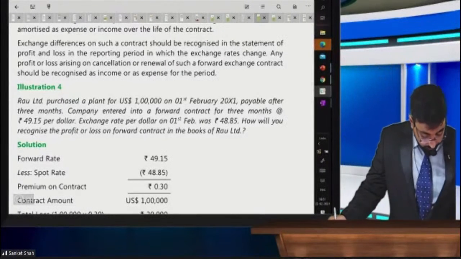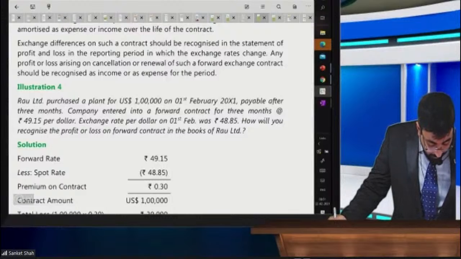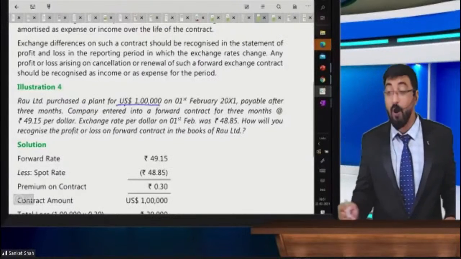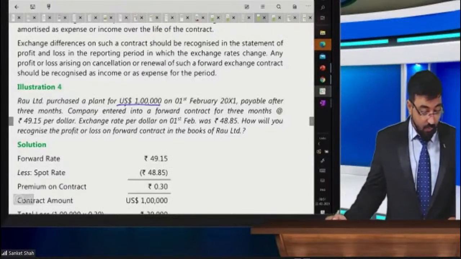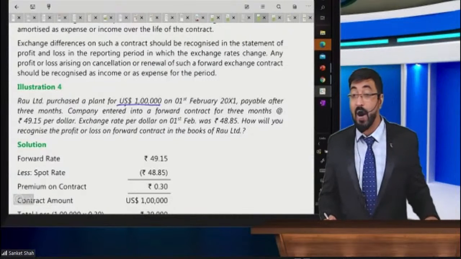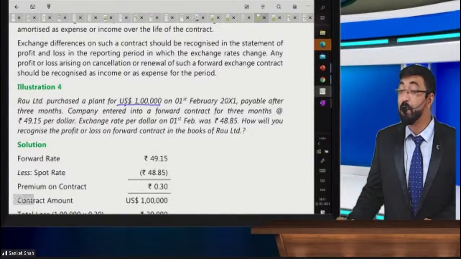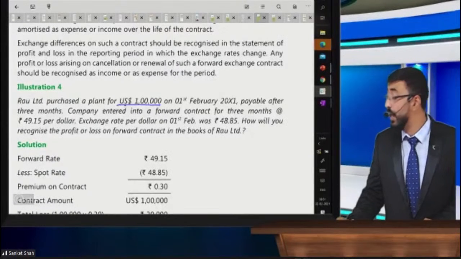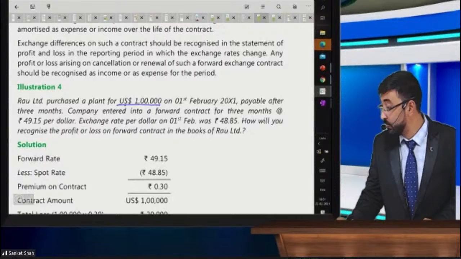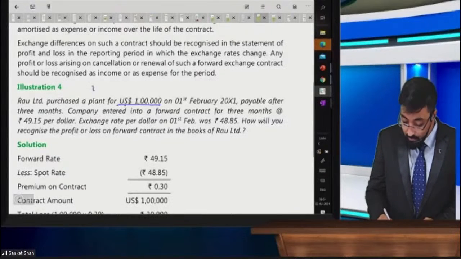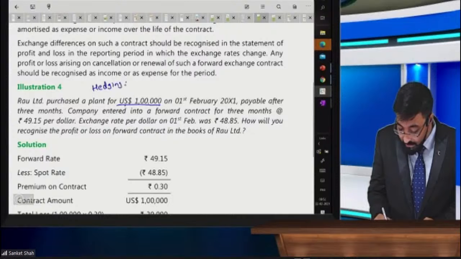Rao Limited purchased a plant for US dollar 1 lakh. Sorry, US dollar 1 lakh, not rupees. So is this plant purchase hedging or speculation? Arre, plant purchase kiya na beta, so it is a hedging contract. That is the only thing I'm asking you. So this is a hedging contract.